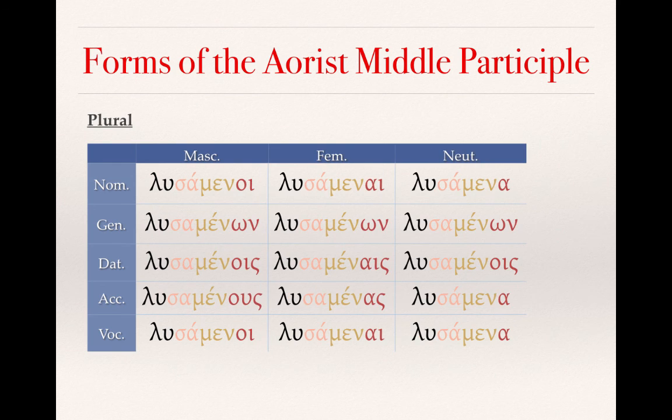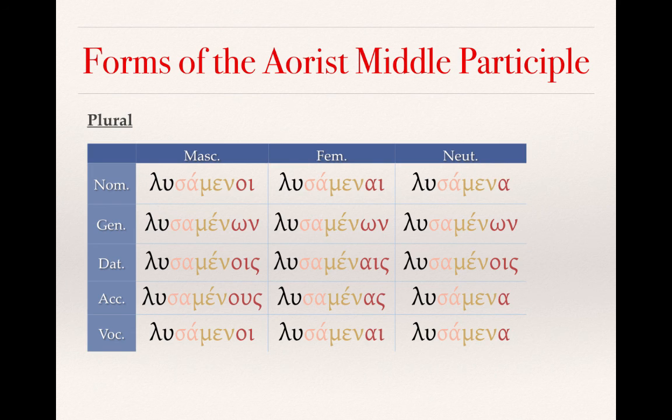Here are the forms of the aorist middle participle in the plural. Once again, these forms, these endings, are very distinguishable. They should be very recognizable. Lusamenoi, lusamenai, lusamena.